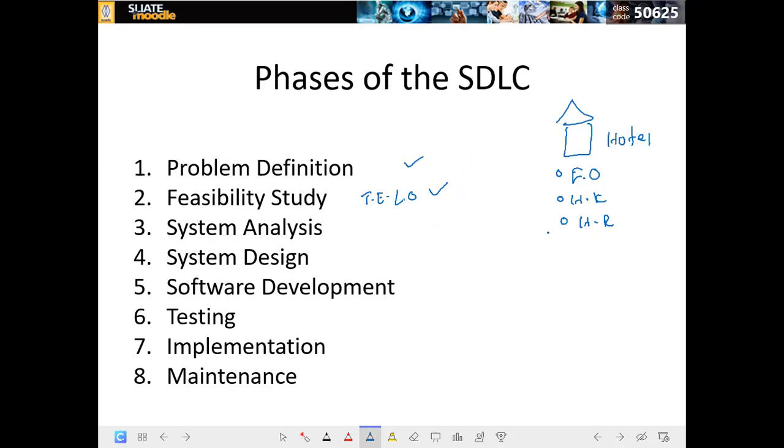A lot of features are there, so you are going to find what kind of requirements are there at this stage. The system analysis is done by the system analyst. After that, the system design: the new system is designed. Then software development, by using a computer language or several computer languages you are going to develop. Then after that, test.